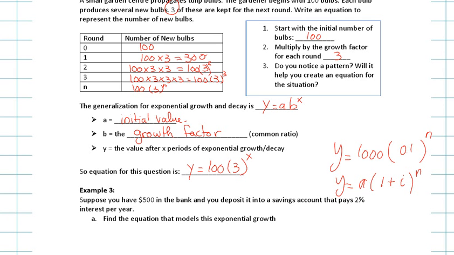Now, if you're decaying, let's say you bought a car initially for $20,000, and then every year you're losing 10% of its value. So it's depreciating, it's decaying. Same thing happens, but instead of 1 plus I, it's going to be 1 minus I. So 1 minus 0.1 is going to give you 0.9. 0.9 is a decay factor.